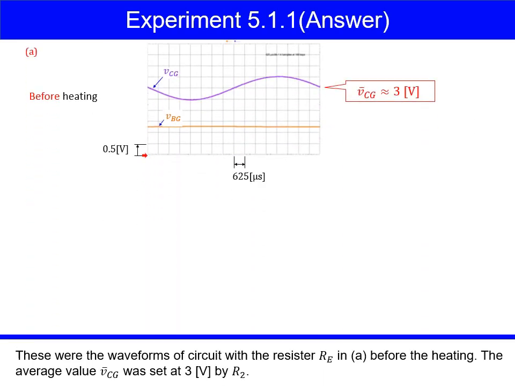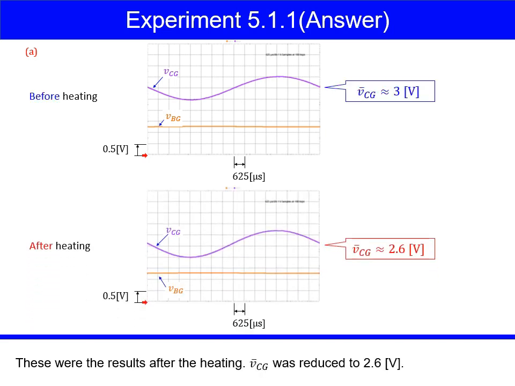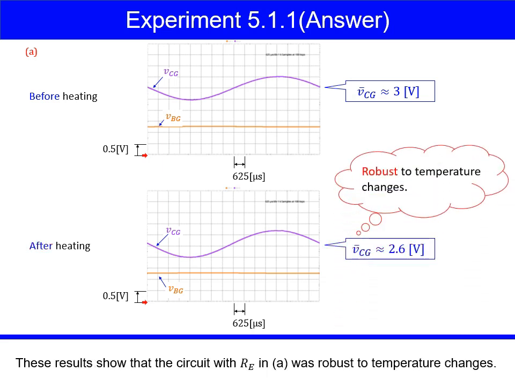These were the waveforms of the circuit with the resistor Re in A, before the heating. The average value V bar CG was set at 3 volts by R2. These were the results after the heating. V bar CG was reduced to 2.6 volts. These results show that the circuit with Re in A was robust to temperature changes.